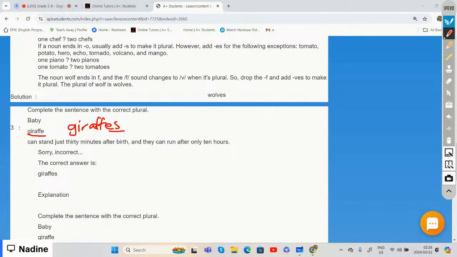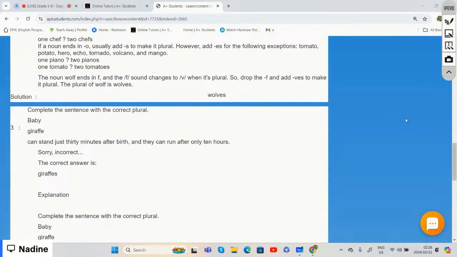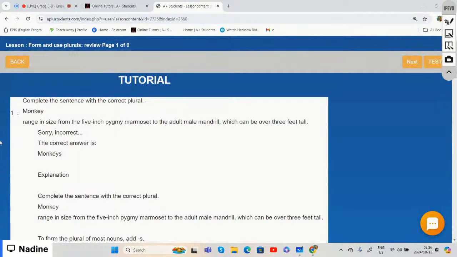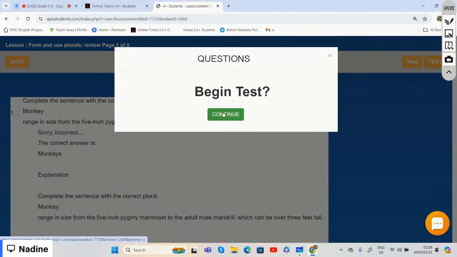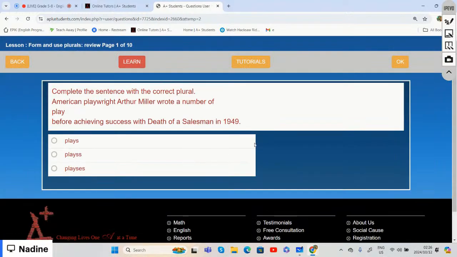All right, so now we're going to our test, where we're going to form and use plurals. All right, here it says complete the sentence with the correct plural.